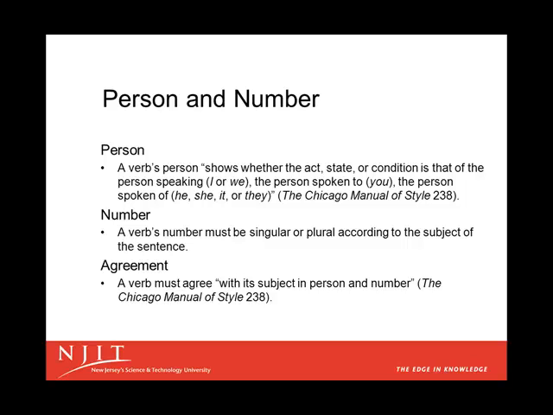The Chicago Manual of Style tells us a verb's number must agree with the number of the noun or pronoun used with it, which is just another way of saying that it must be singular or plural according to the subject of the sentence. A verb must agree with its subject in person and number.